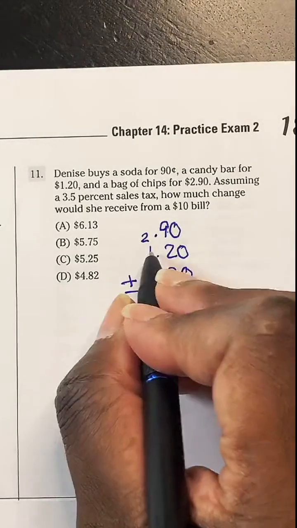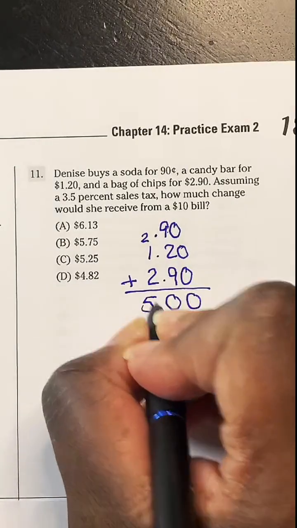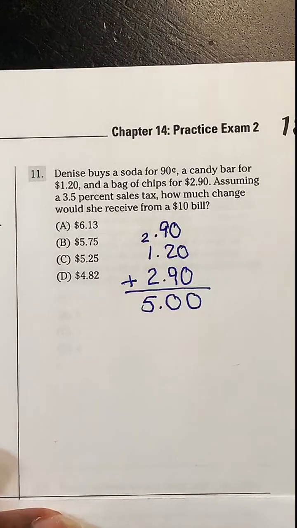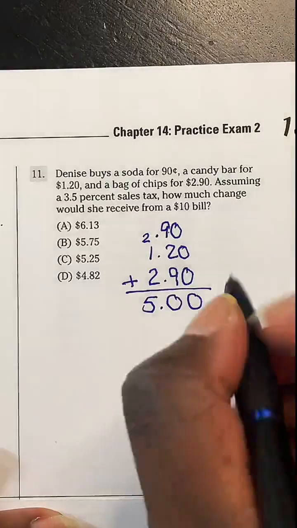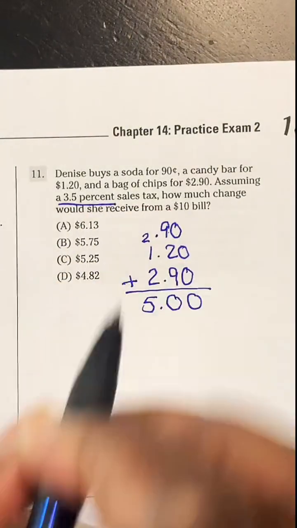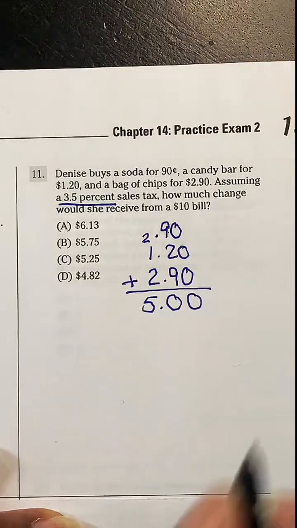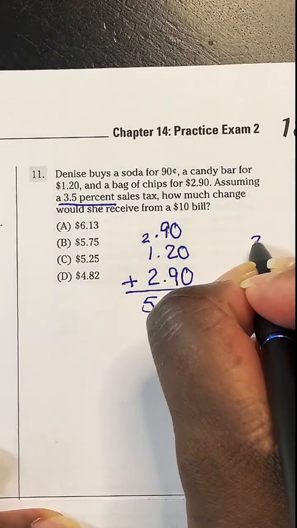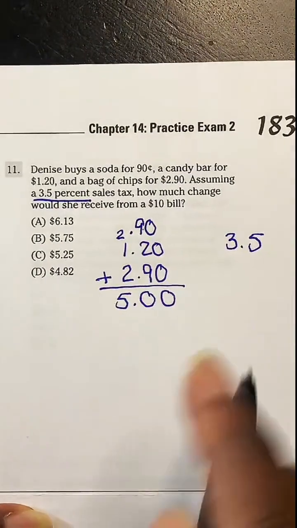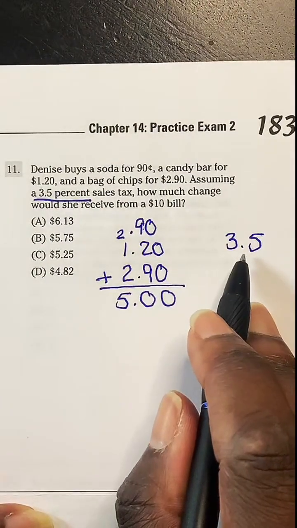Then we have 2, 2 and 1, that gives me 5. So that's our $5. Now, we're talking about that 3.5% sales tax. So 3.5%, we need to change that as a true decimal. So you're probably saying, well, Audrey, it already has a decimal, so I should just be able to bring that down. No, because right now it's still as a percentage.